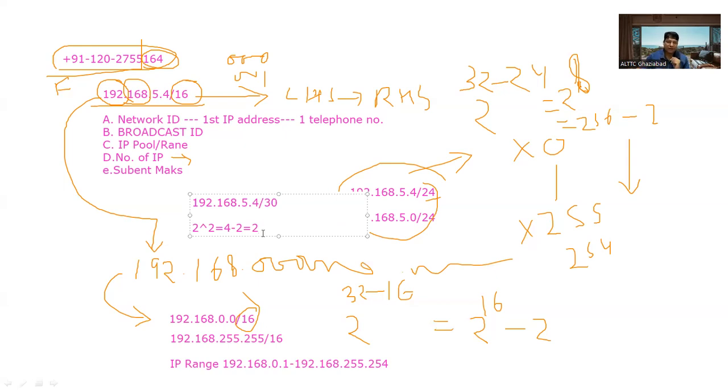So the first portion is very easy. A, B, C, D, you are now aware of this. What is the network ID? This is the first IP address and it is not given to any customer.